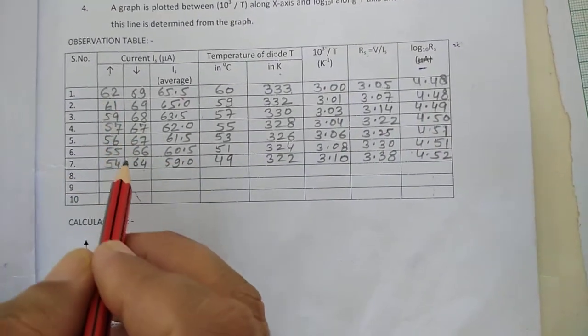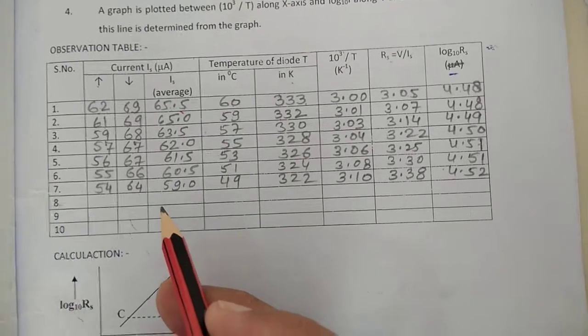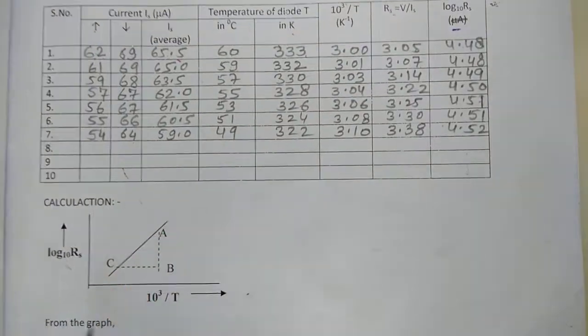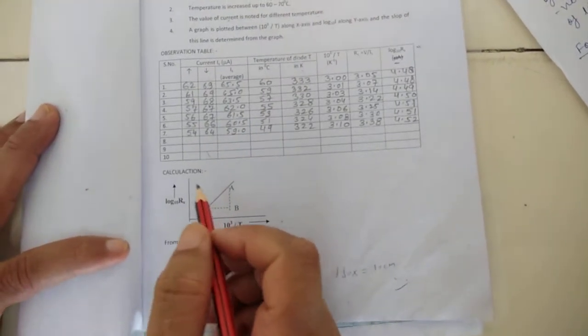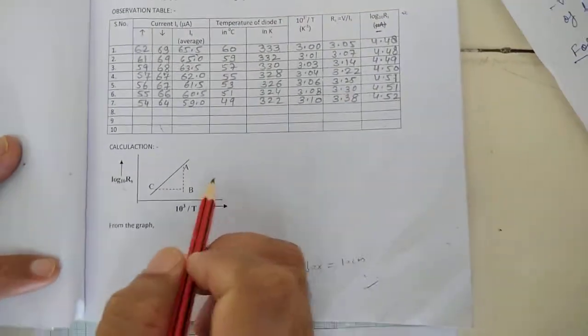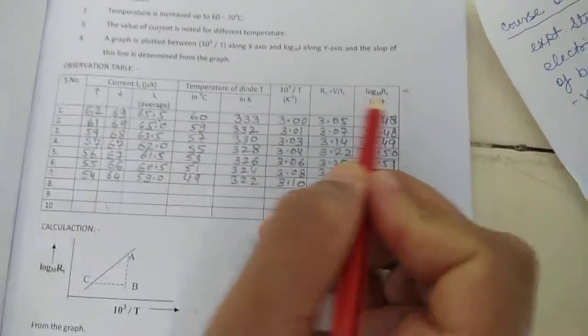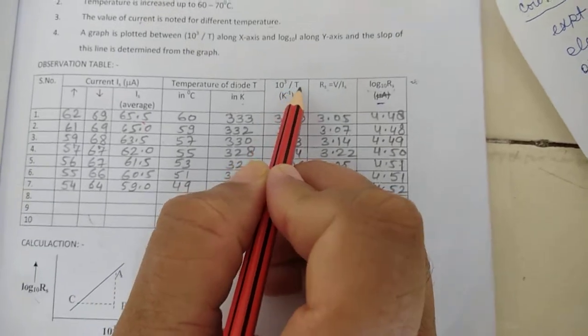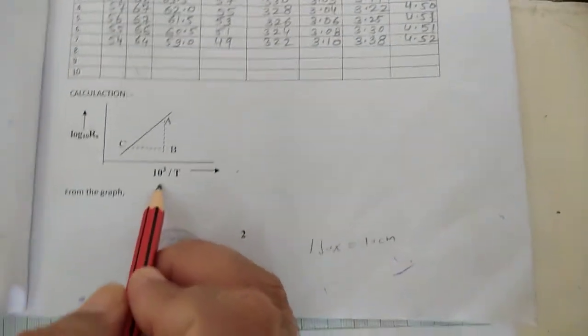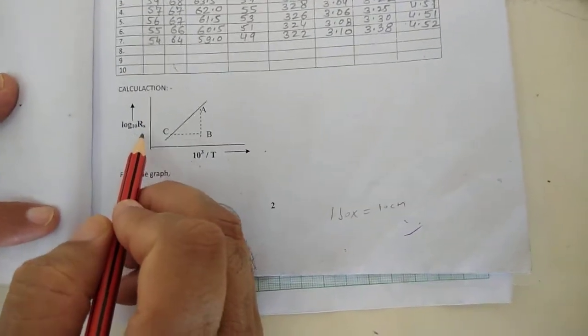In this similar fashion, we can obtain the value of current in increasing and decreasing order up to room temperature. Now we can calculate the slope by the graph. For that purpose we have to plot a graph between log 10 Rs and 1000 upon T. So 1000 upon T will be kept on the x-axis and log 10 Rs on the y-axis.